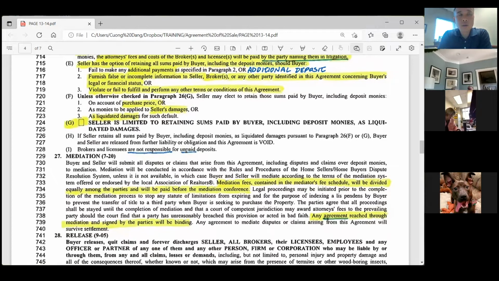So when do you check mark that box? Anybody? As a buyer agent. Always. Okay. And what that states is the most the seller can collect from you is the sums paid by the buyers, including deposit monies. Okay.